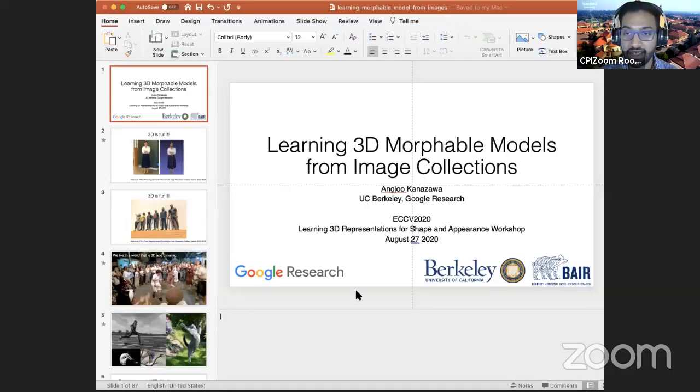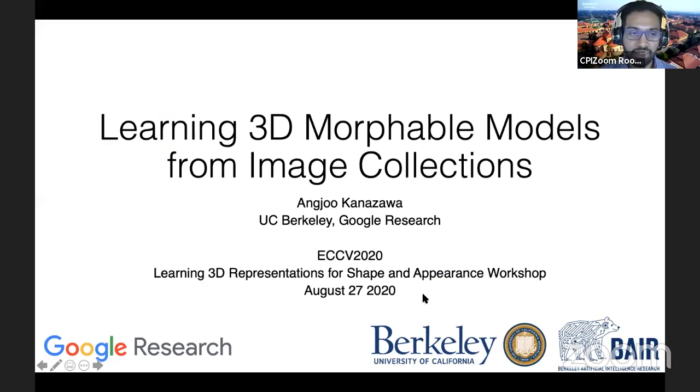All right, so with that, it's my great pleasure to introduce our next speaker, Angjoo Kanazawa. Angjoo is an assistant professor in the EECS department at UC Berkeley. She is also a research scientist at Google Research and has previously spent time at the Max Planck Institute for Intelligent Systems and the University of Maryland at College Park. Her research is at the intersection of computer vision, graphics, and machine learning, focusing on 3D reconstruction of deformable objects such as humans and animals from everyday photographs and video. And today she'll be talking about learning morphable shape models from image collections.